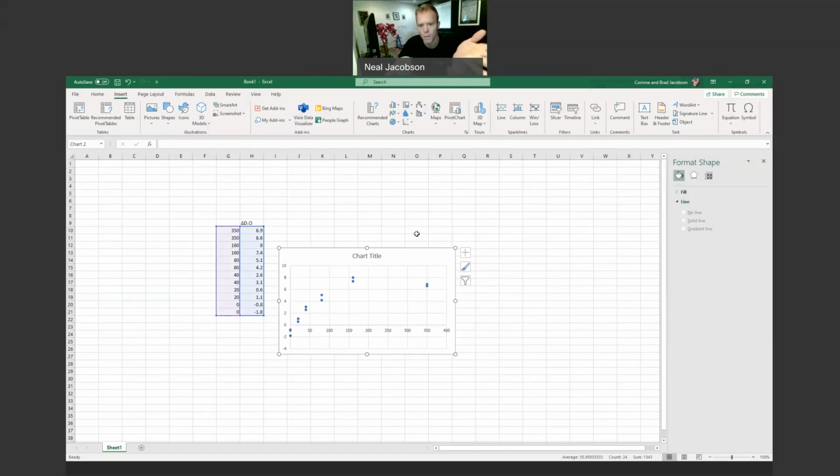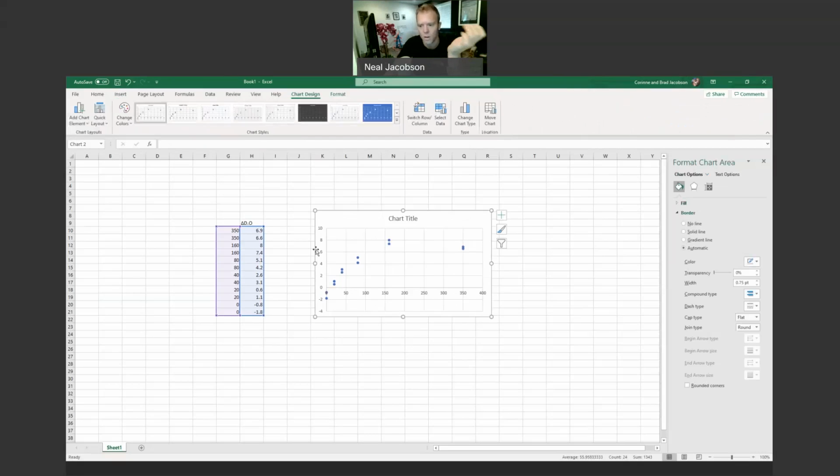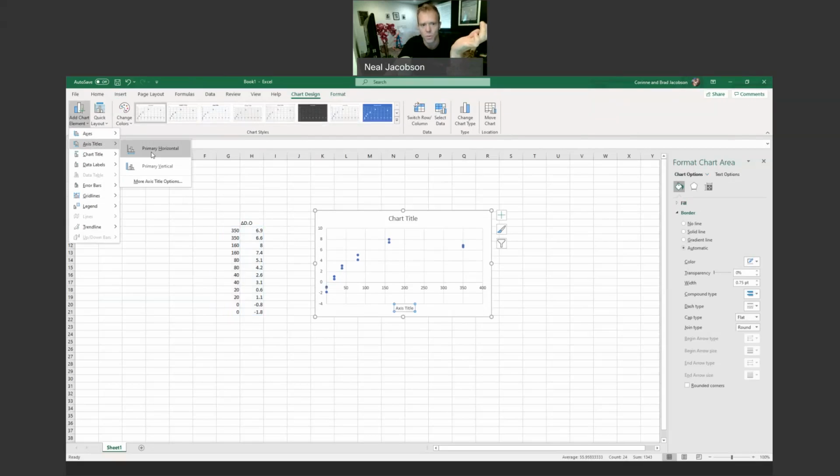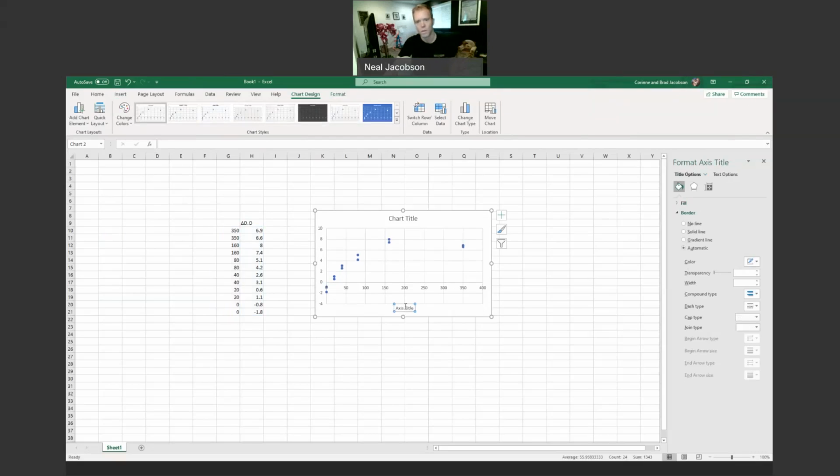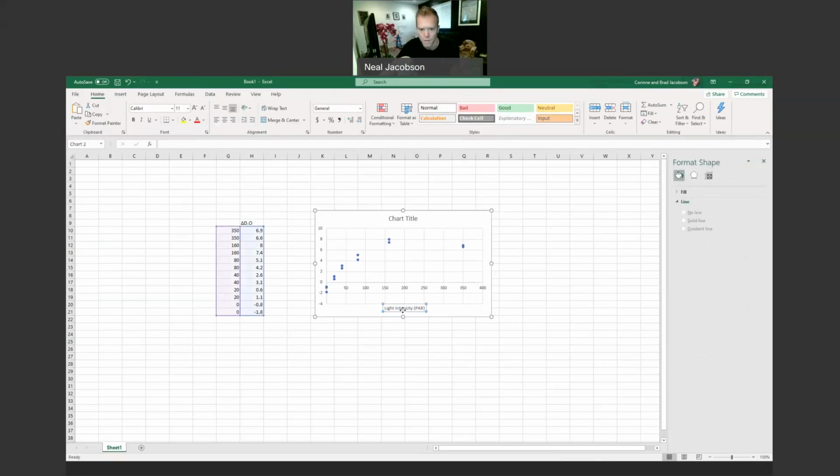Now, what we can do now that we have this chart is add in our information, like our chart elements. We can add in our axis titles. So let's go primary horizontal. What are we looking at here? We're looking at light intensity using our PAR meter. So that's our light intensity.